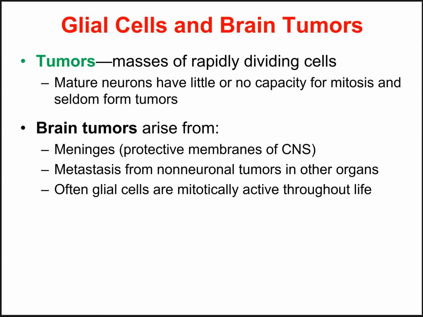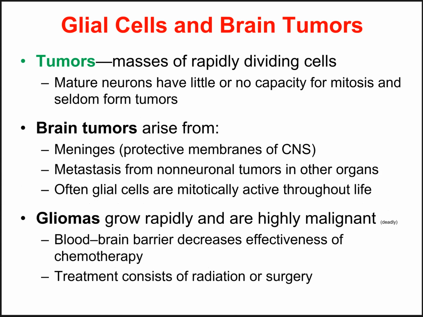So gliomas are often very malignant, and they grow rapidly because they constantly divide. Malignant means deadly because they are capable of constantly multiplying rapidly, and they are capable of metastasizing in different parts of the body. So once gliomas become tumorous, the blood-brain barrier decreases the effectiveness of chemotherapy if it's a glioma. So the treatment consists of radiation or surgery depending on the type of tumor.